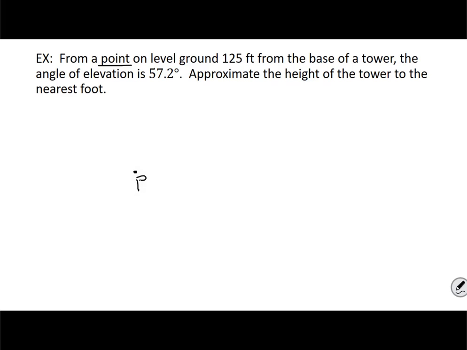All right, and then that point is 125 feet from the base of a tower. So I can make a horizontal line, and then here's my tower. And then this distance from P to here, the base of my tower, is 125 feet.